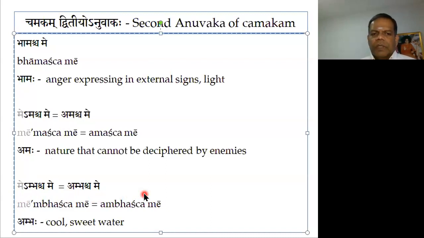Now, in terms of pronunciation, ambha. That bha is the fourth letter in the pavarga, so it has to be aspirated. Ambaschame. Again, visarga has become ish. So sandhi. The simple word is ambha. Ambha.